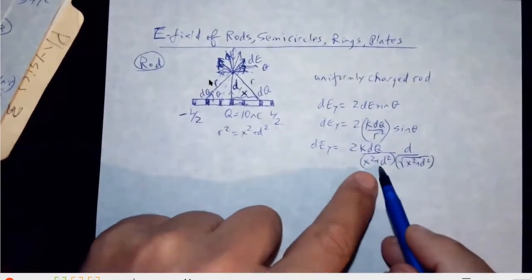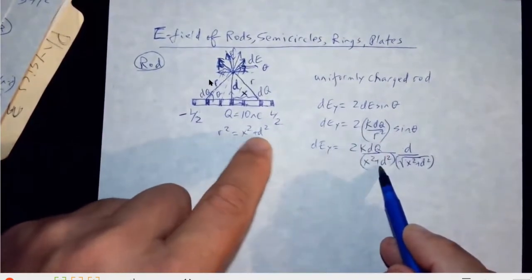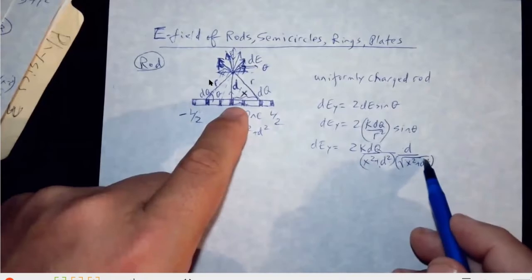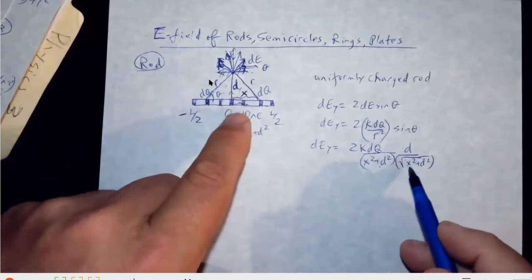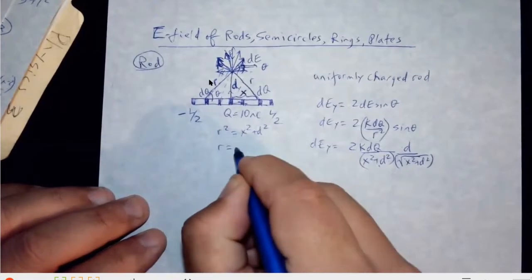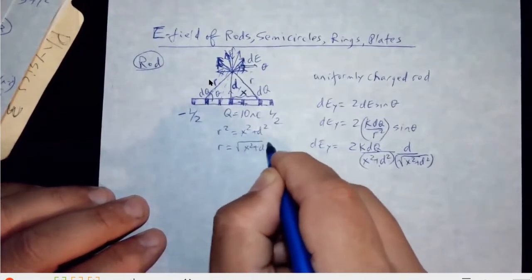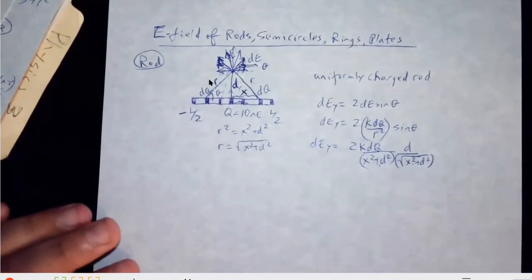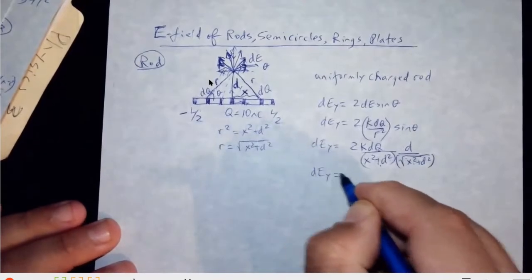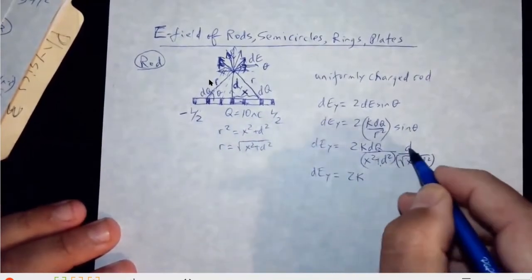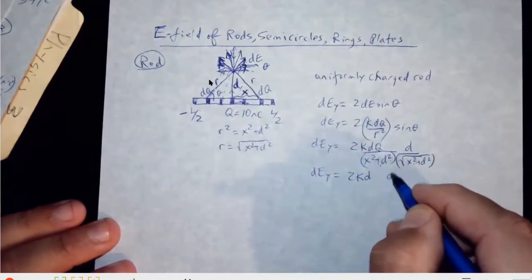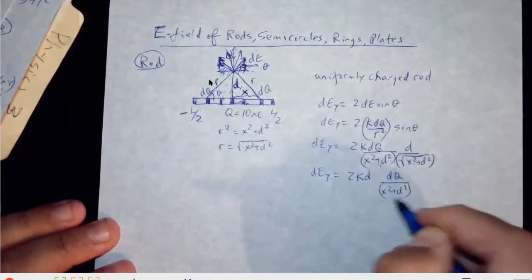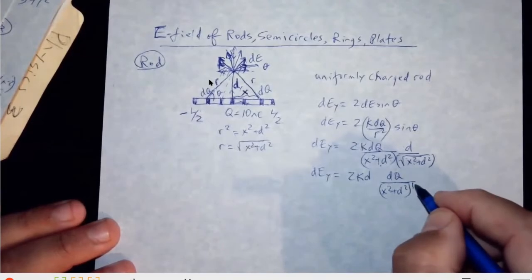So first you get r squared, which is just itself, x squared plus d squared. Then you get sine of theta, which is d over another radical of the x squared plus d squared, right? Because r is going to be square root of x squared plus d squared. And then square root times the whole gives you 3/2 power. Okay, so far I have this. dEy is 2k. I'm going to bring the d out in front. Then I'm going to say dq over x squared plus d squared to the power 1.5.